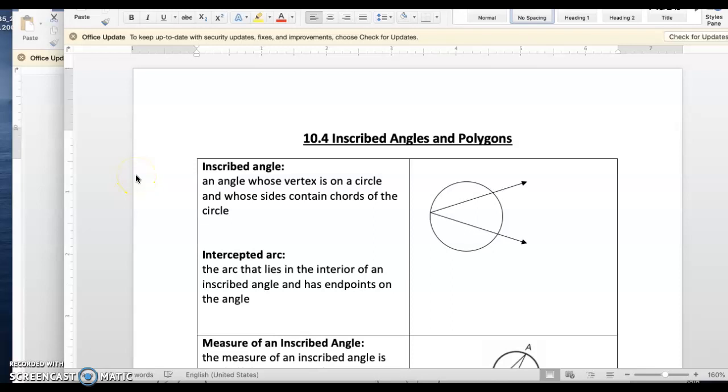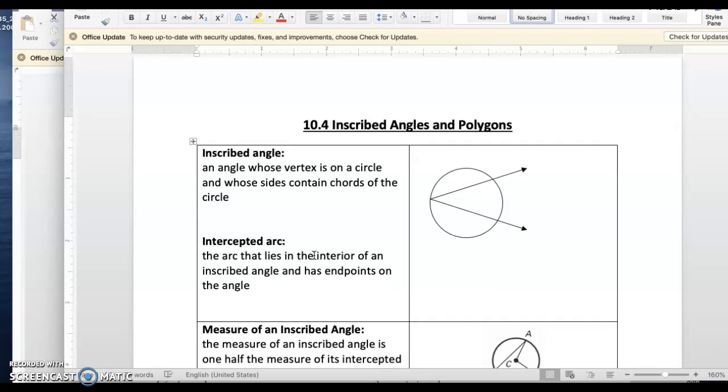So this lesson is 10.4, and I'm going to break this into two videos. Again, I'll have these notes provided to you, so I think it would be easier if you had the note sheet in front of you to draw out these diagrams and fill them in. But what we're going to be talking about is inscribed angles.